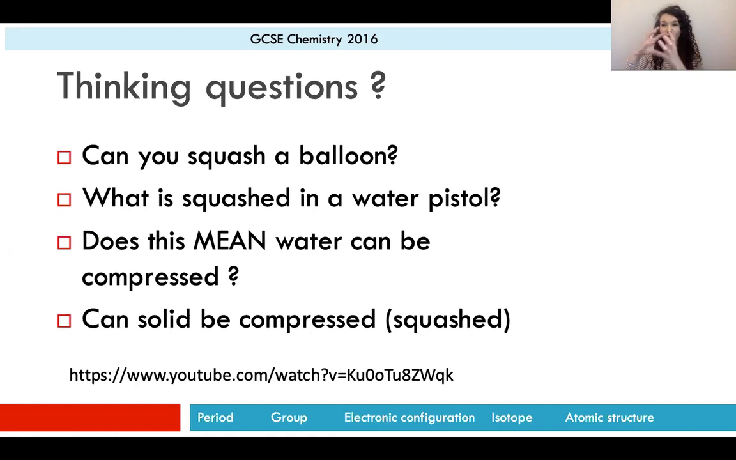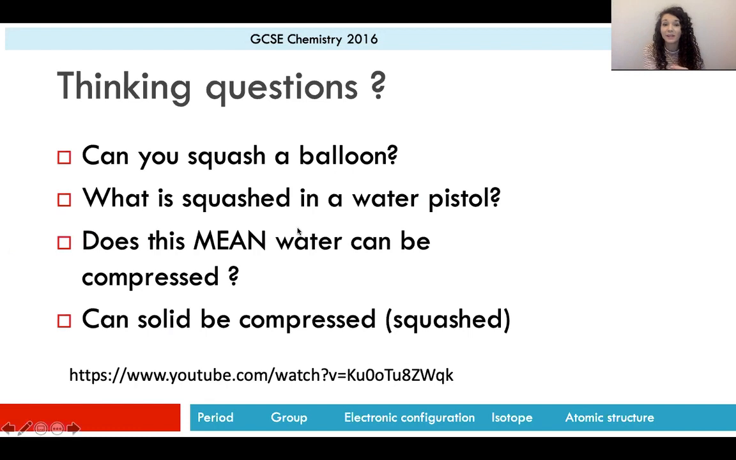But yeah, you can. If you squeeze a balloon, not too hard, otherwise it'll pop, which always makes me jump. But if you squeeze a balloon, you can compress that balloon a bit, so you can squash it. So in a moment, we're going to have a think why that is in terms of the particles, particle theory, particles in gases, why it is that we can squash them. What is squashed in a water pistol? So when you fire a water pistol, inside you are trying to compress that water.